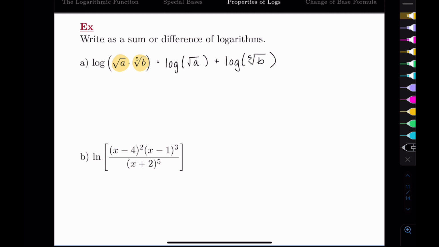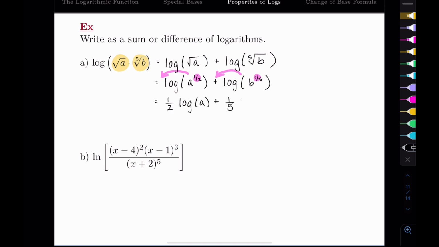So here I now have log of square root of a and log of 5th root of b. Technically for both of these, I can turn these into exponents. So this is a to the 1/2 inside the first log, and the 5th root turns to a 1/5 power. Okay. And now my other property of logarithms is that these powers pop out as multiplication. So this is really equal to 1/2 log of a plus 1/5 log of b. Okay.